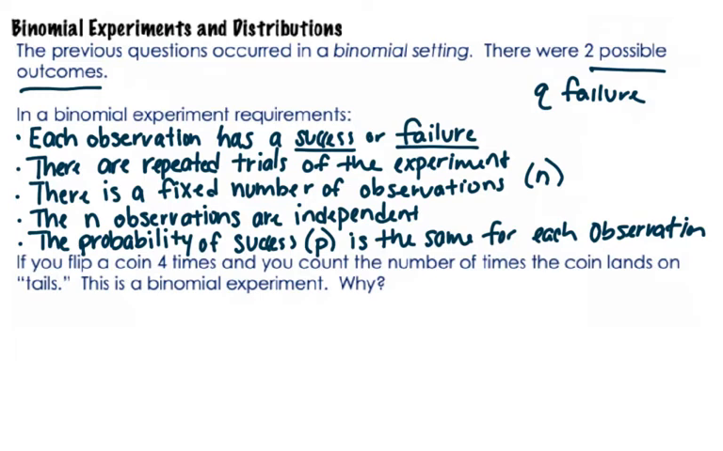So that's just how you would prove to me that you had a binomial experiment. You'd be looking for these categories right here. So it's kind of like a checklist.